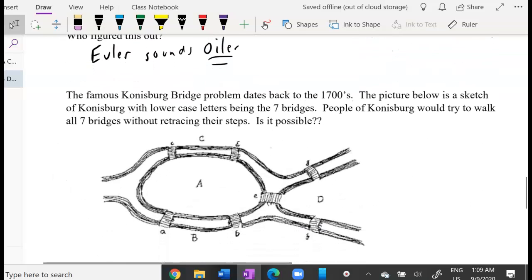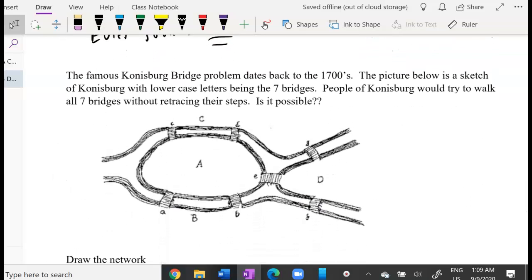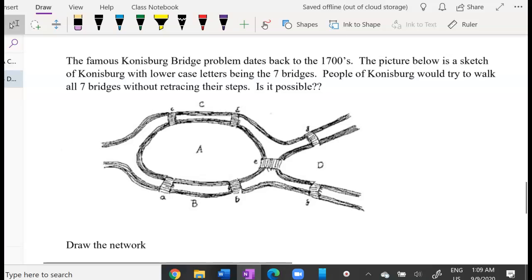All right, here's a fun problem that really, this is what started it all. All of network theory started out with the famous Konigsberg bridge problem, which dates back to the 1700s. And basically this is just a map, and each one of these little things right here, these are all bridges. And there's 7 of them altogether in Konigsberg.